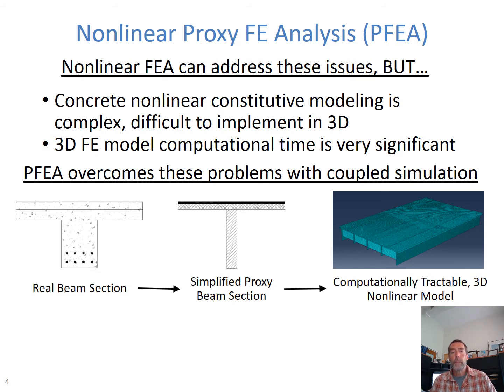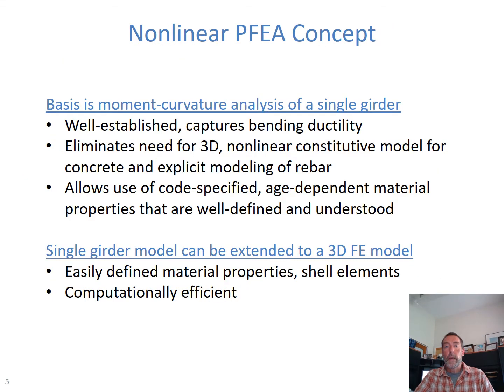We start with the real beam cross-section. We come up with a simplified proxy section that allows us to build a computationally tractable nonlinear finite element model. And the basis for this, the basis for PFEA, is moment curvature analysis of a single girder. This is well established. It allows you to capture bending ductility. It eliminates the need for that complicated 3D nonlinear constitutive model for concrete and explicit modeling of the rebar. And it also allows the use of code-specified age-dependent material properties. And these are well-defined and understood.